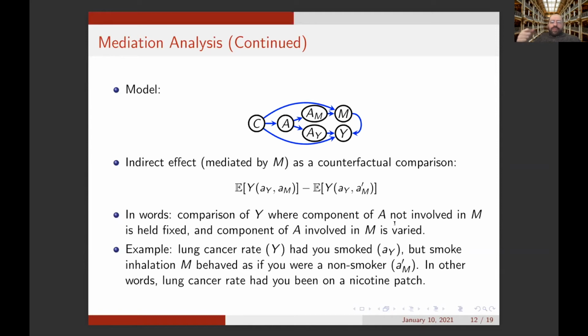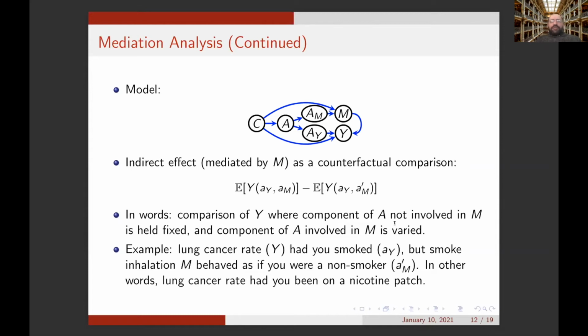And so this corresponds to a lung cancer rate. You compare it to smokers and to people who use a nicotine patch. In other words, people who maintain constant their nicotine consumption, but who change whether they get smoke inhalation or not. And so this tries to get at the mechanisms of smoking that are responsible for lung cancer, which we actually think is smoke inhalation rather than nicotine consumption. So that's the way mediation analysis works.